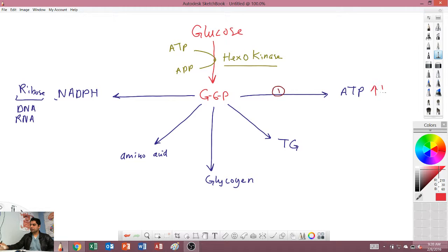But let's say you got enough ATP. You got enough, and you still have extra glucose roaming around inside the blood, and it's being trapped. Triglycerides, which is converting glucose into fat and storing it.